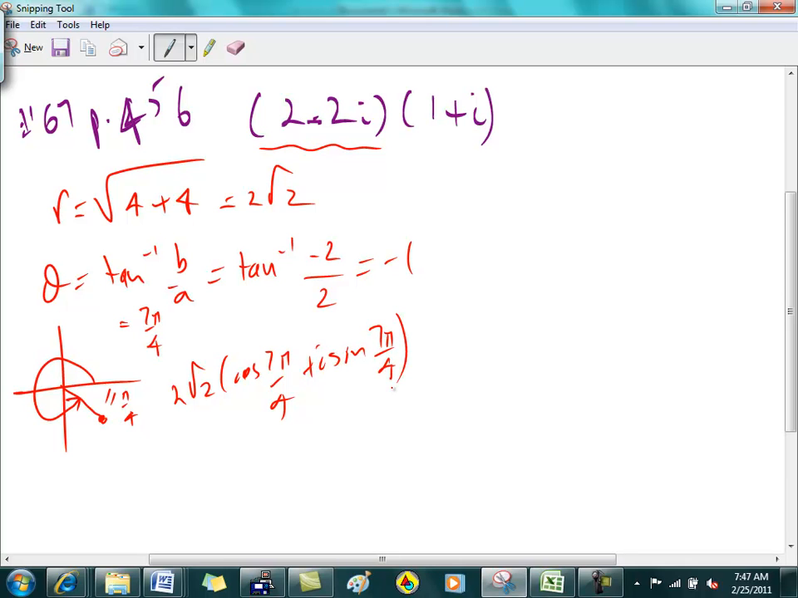Okay? Now you might have gone with cosine minus pi over 4. Did you do that? You could have gone cosine minus pi over 4, because this way the angle would be negative. That would be legal. So that's why I'm wondering where you got the negative angle from.